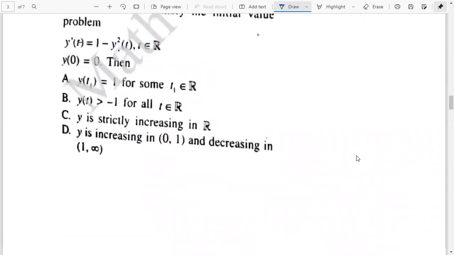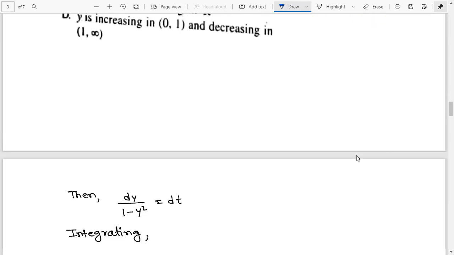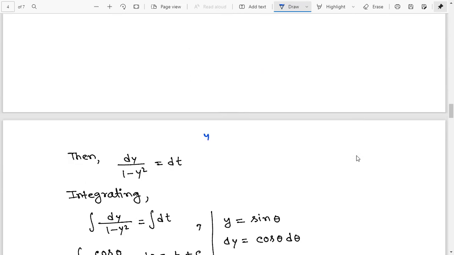Question number 92. Let y: R to R satisfy the initial value problem y'(t) equals 1 minus y squared(t), t belongs to R, and here the initial condition is y(0) equals 0. Then we have 4 options. So here the given equation y'(t) equals 1 minus y squared(t), we can write this differential equation in this form.